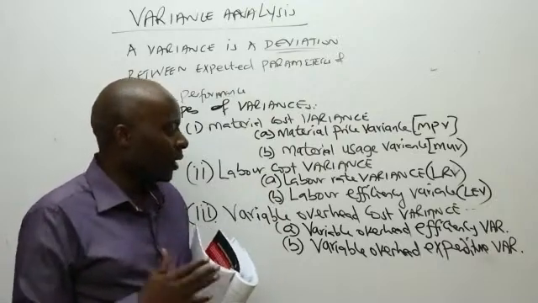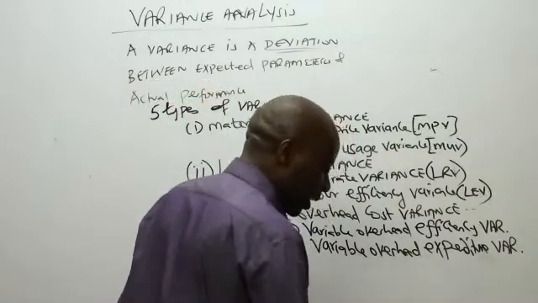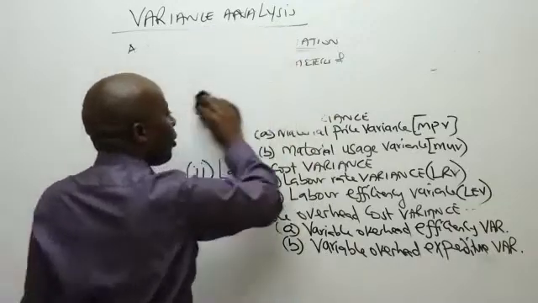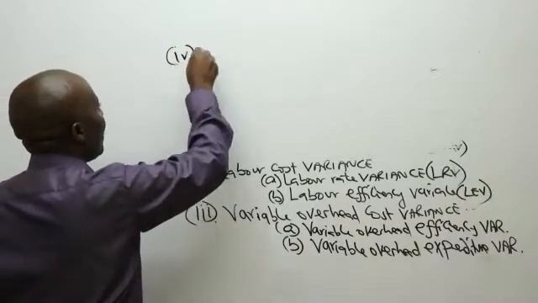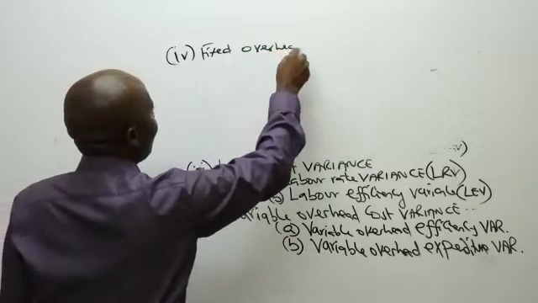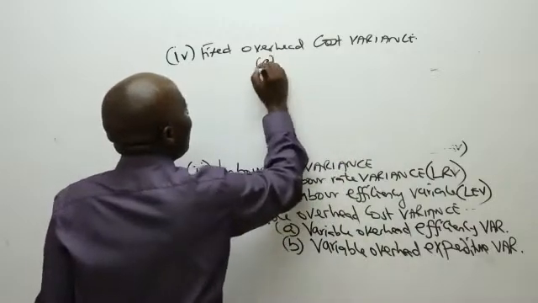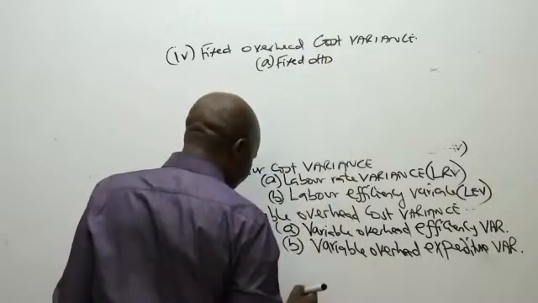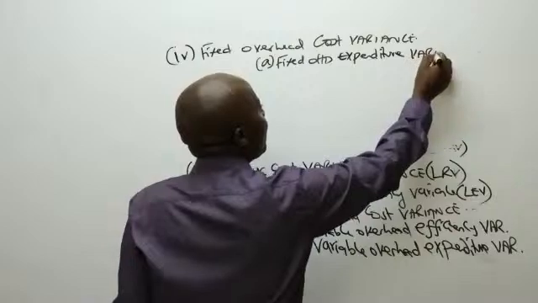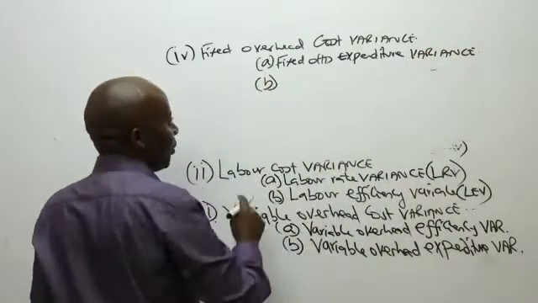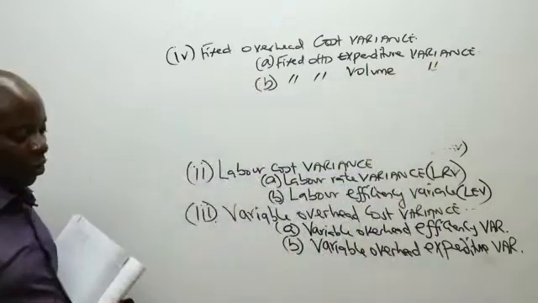Variable overhead cost variance, we have two children there. We must know this. And then number 4, we have the fixed overhead cost variance. The fixed overhead cost variance, ladies and gentlemen, has two components: A, fixed overhead expenditure variance, and B, the last one, fixed overhead volume variance.